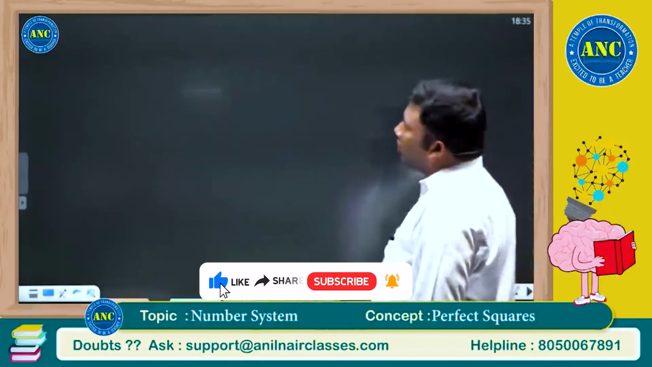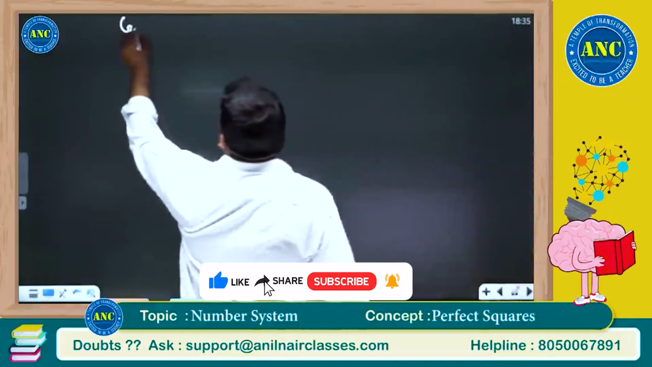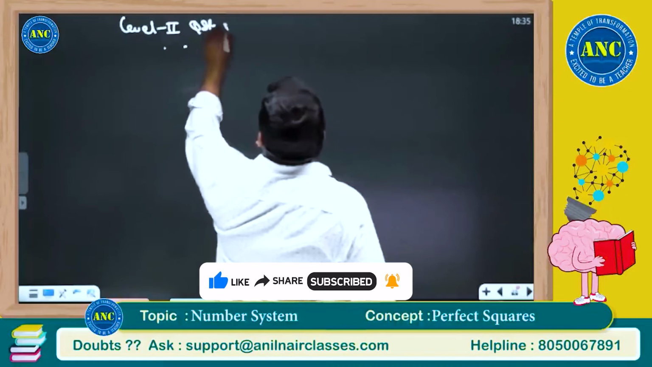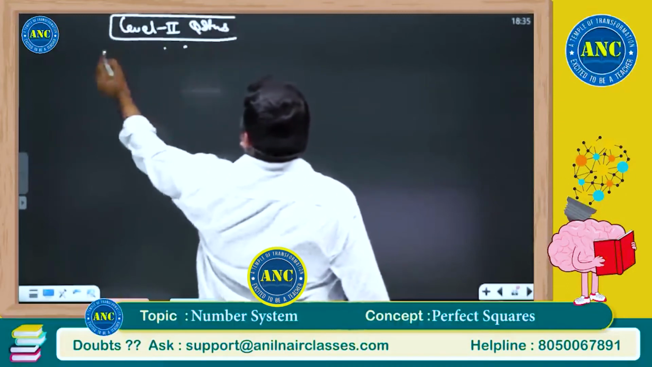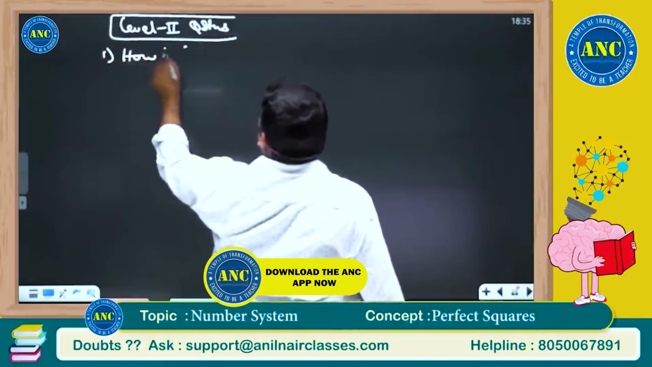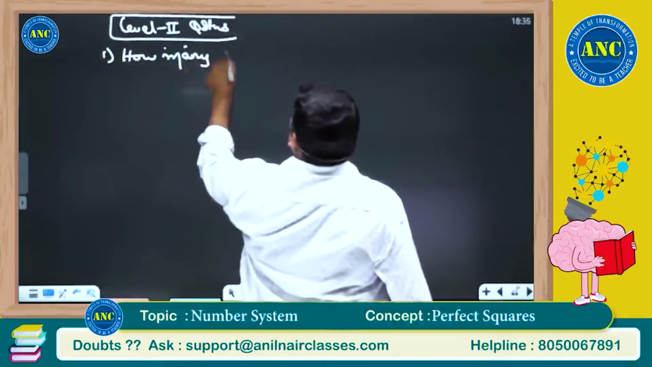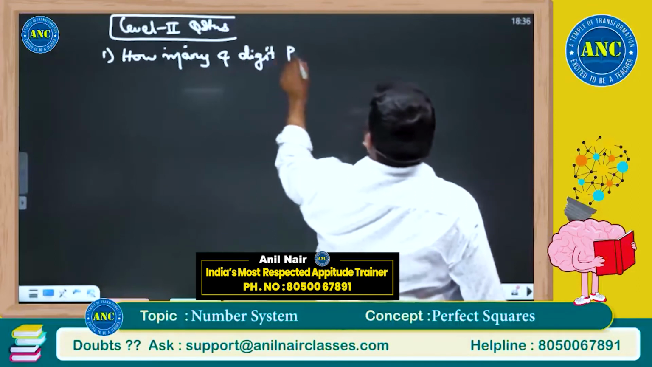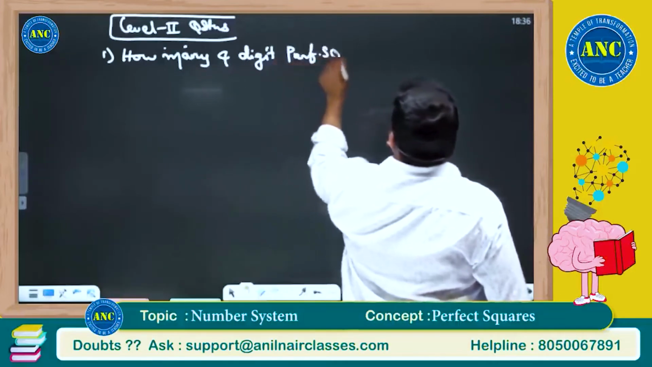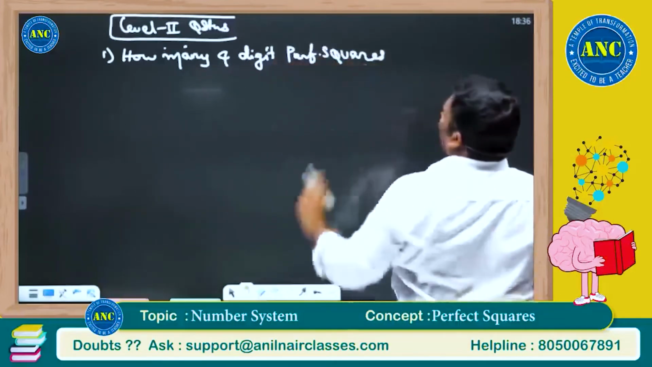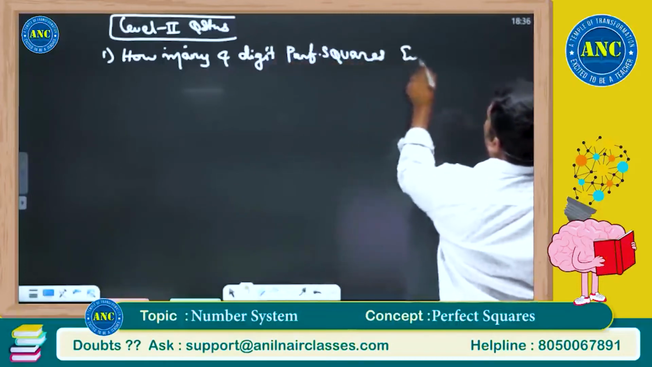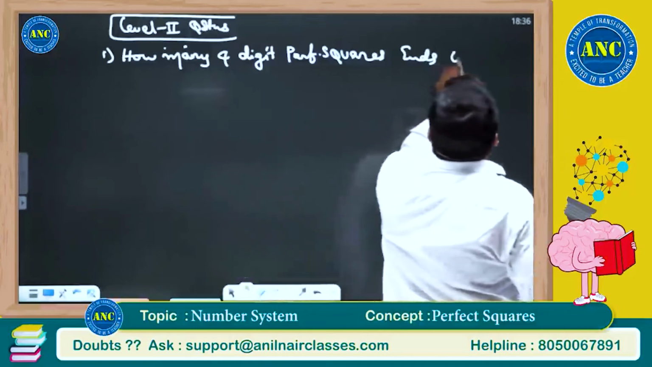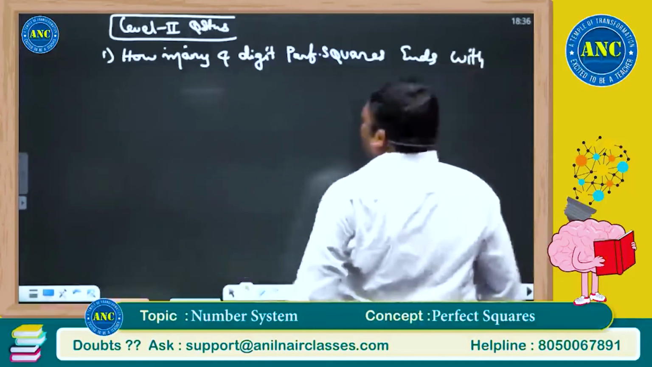Next one, another question. Level 2 questions. Another 3 to 4 questions which we will discuss. First one: how many 4-digit perfect squares end with?